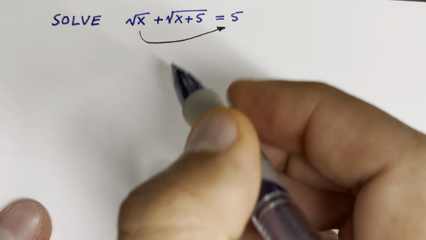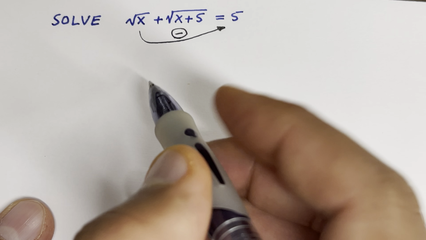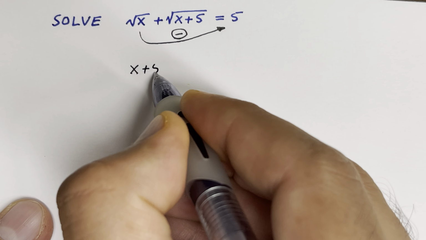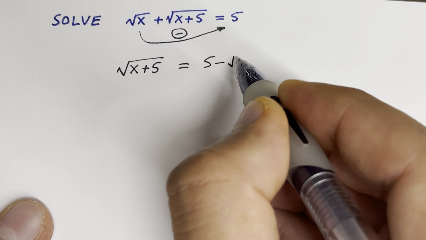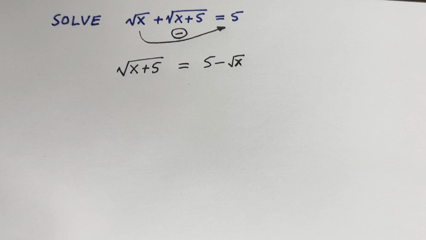Let's solve this equation. So we have to take one of these square roots to the other side. Here we have x plus 5, which is slightly more complicated than x. So we will move the square root of x to the other side. It means on the left hand side we have square root of x plus 5, and on the right hand side we will have 5 minus square root of x.